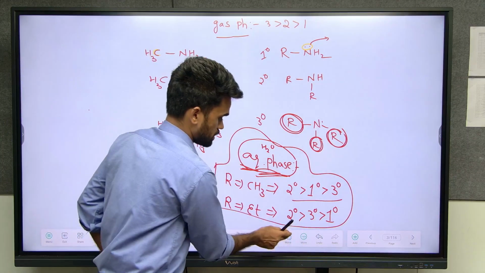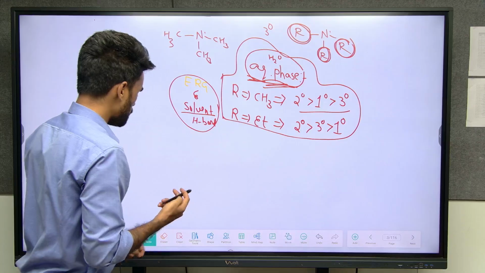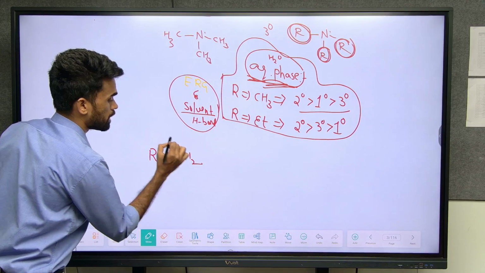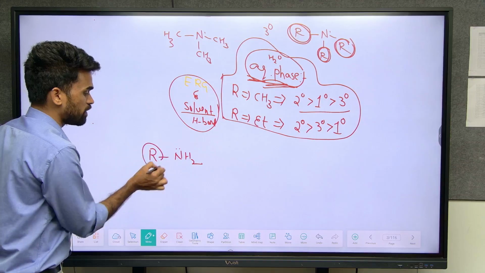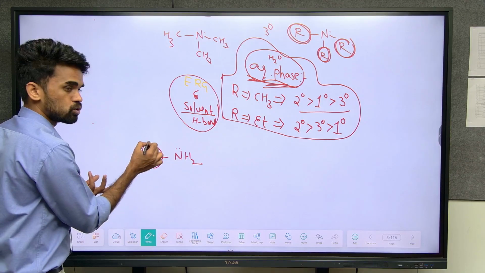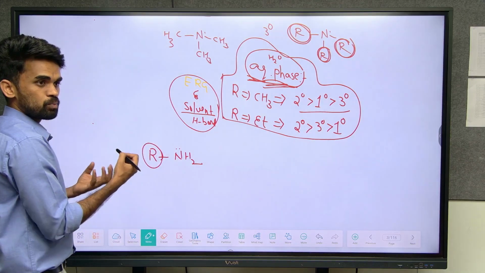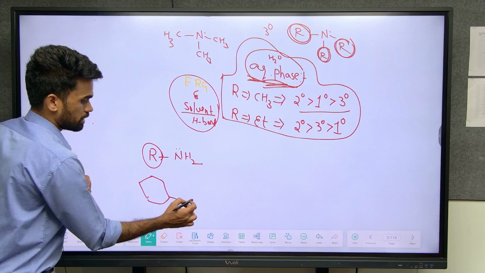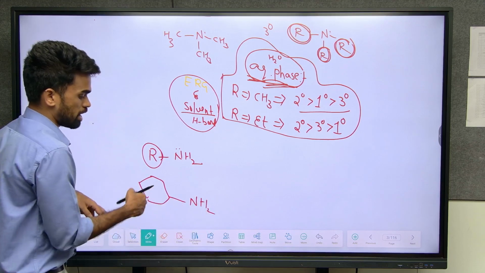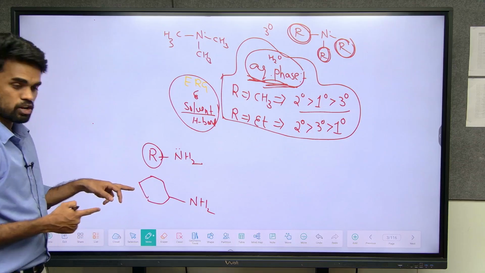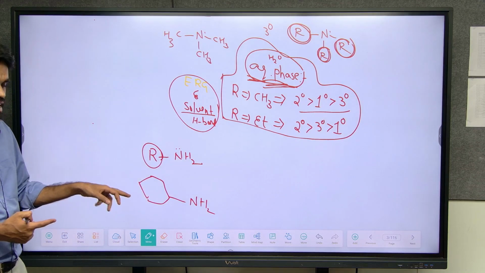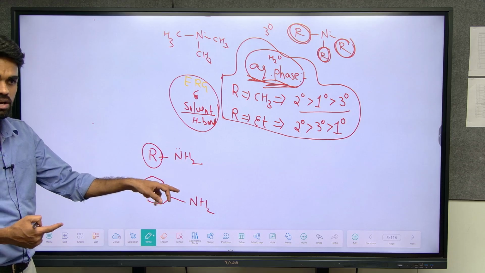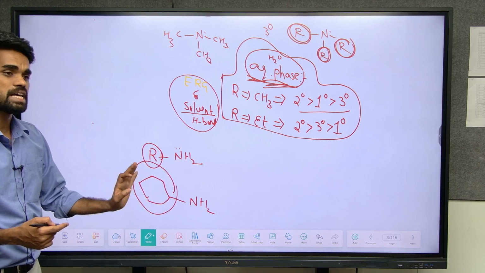Okay, next. Now I am comparing an aliphatic amine. Aliphatic means the R group should be alkyl groups, like methyl, ethyl, propyl, butyl. A cyclic ring may also be there, like this. Tell me, is this an aromatic ring? All carbons are sp3, right? So is there any pi bond to delocalize? No. It means this can be considered an aliphatic chain.